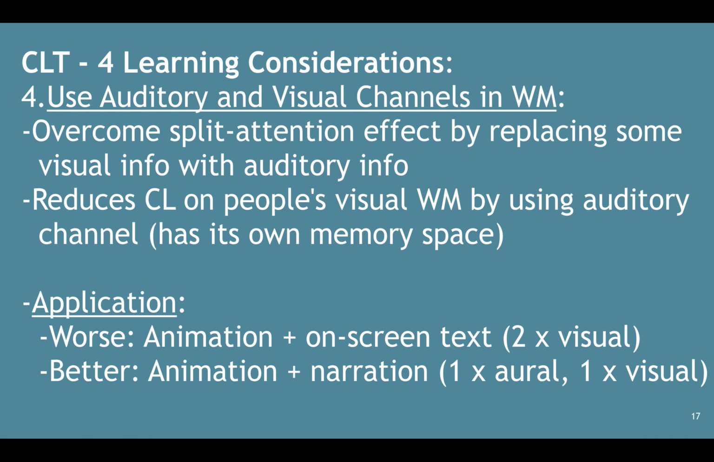Finally, the 4th learning consideration, use auditory and visual channels in working memory. You want to try to overcome the split attention effect by replacing some visual information with auditory information. This helps to reduce the cognitive load on people's visual working memory by using the auditory channel because it has its own memory space. For example, here's an application. It would be worse if you had a visual animation. Animation is visual. It'd be worse if you added on-screen text, and it'd be better if you had an animation and you had an audio narration. In the first case, you have 2 visual channels being used, while the second is split between oral and visual.